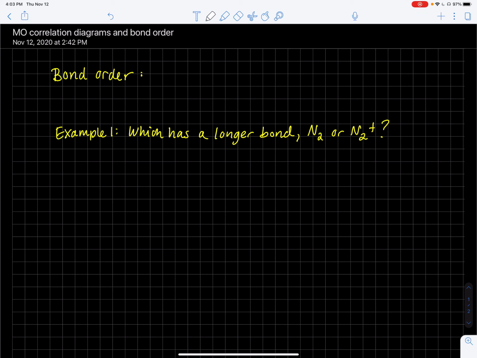Hello, Chem 111. This video is a follow-up to the initial MO correlation diagram video. This one tells you how to use those diagrams to learn something about bond order in diatomic molecules.